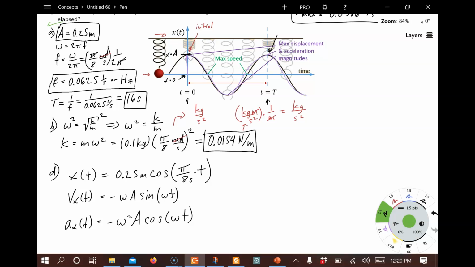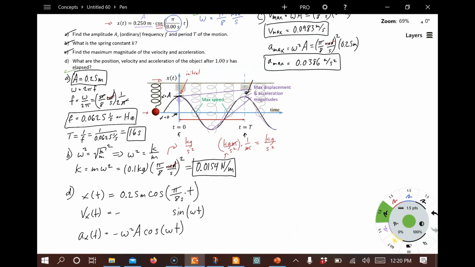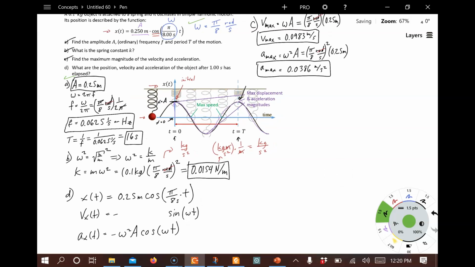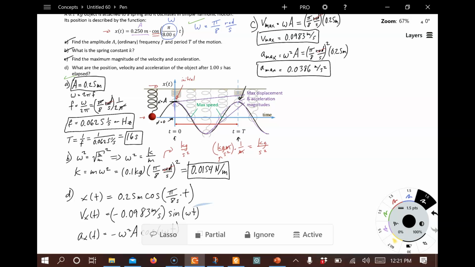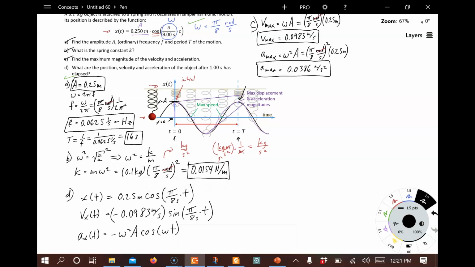So if we go ahead and do that, in fact, we know what omega A is here. We'll move this over. So we've got a minus A omega. There it is at the top there, part C. It's going to be a minus 0.0983 meters per second. So we've got that coefficient. And then notice that inside the argument, we've got the exact same stuff as we got over here. So we can just copy that. There we go.